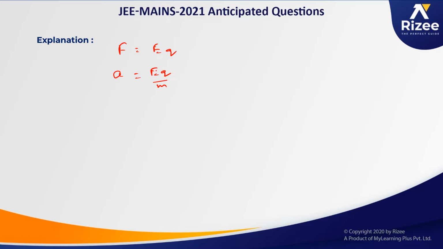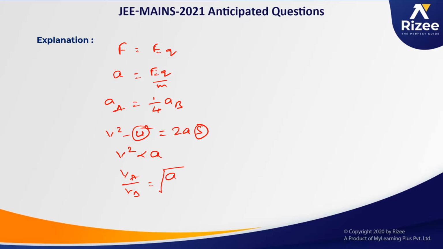Fine. So in this question, what can be the acceleration based upon the charge values here? Acceleration of A is equal to 1 by 4 of acceleration of B, based upon the charges, having the same electric field. Substitute in the kinematical equation V square minus U square is equal to 2as. Their distances traveled are the same, initial velocity will be the same, so V square is proportional to the acceleration. That means VA by VB is equal to root over acceleration of A by acceleration of B, which comes out to be root 1 by 4, that is equal to 1 by 2.